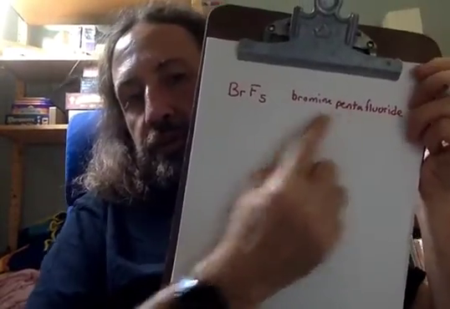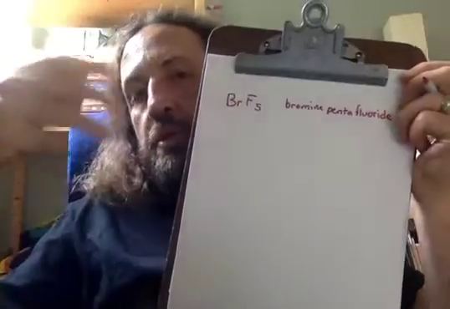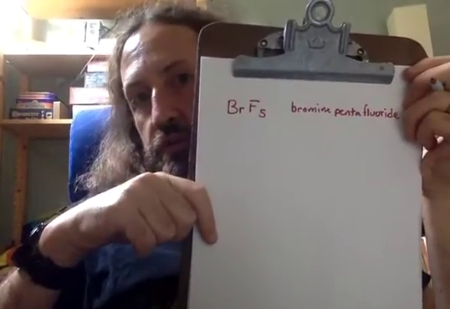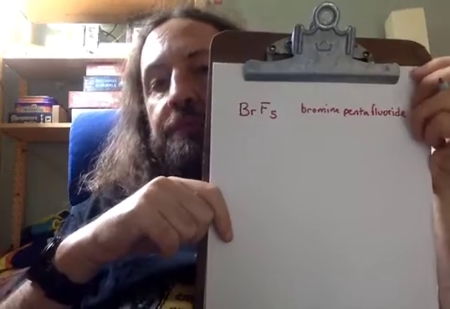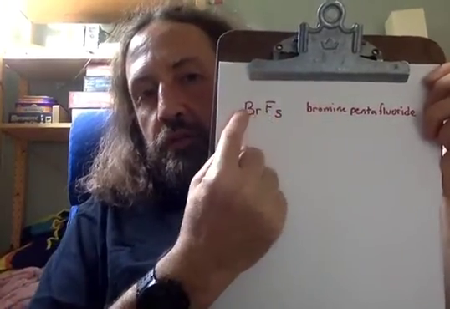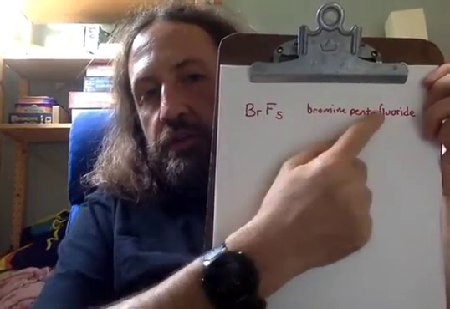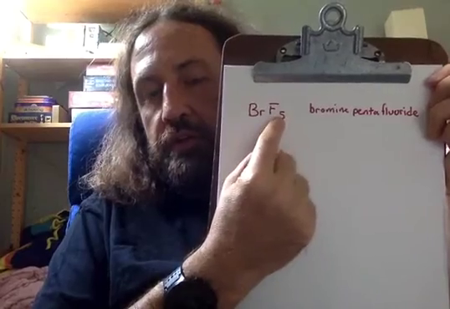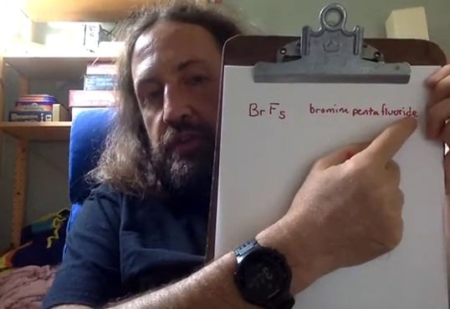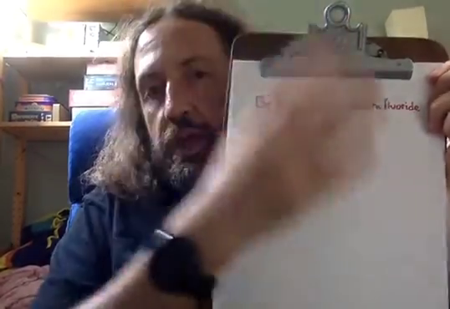BrF5. So let's first name it, and that would be bromine pentafluoride. We use the prefix because this is a covalent compound, and remember, covalent compounds are the only ones that ever use prefixes, okay? And so we have 1 bromine, 5 fluorines, and fluorine is the more electronegative, so it changes its name to -ide. And we're ready to go.